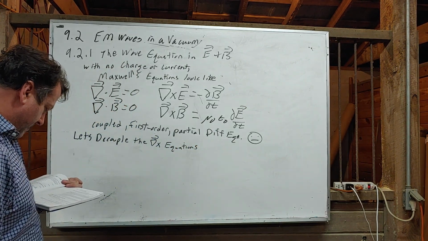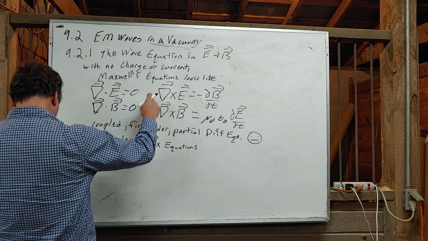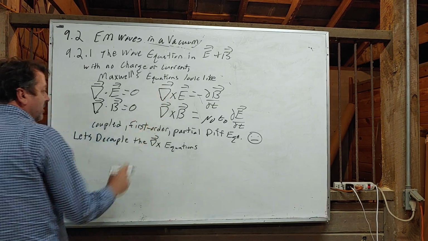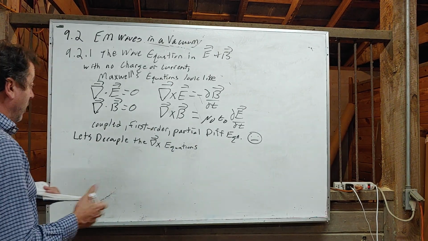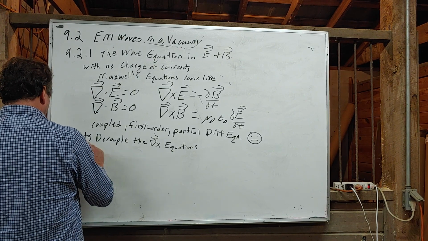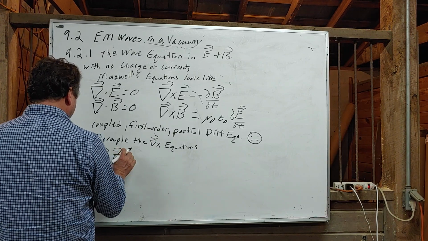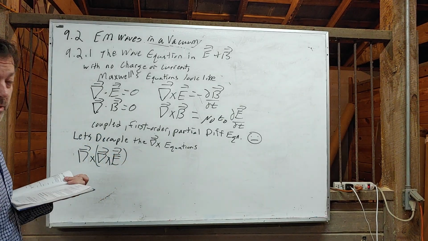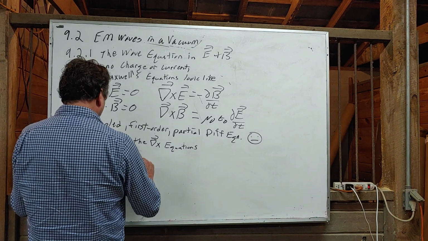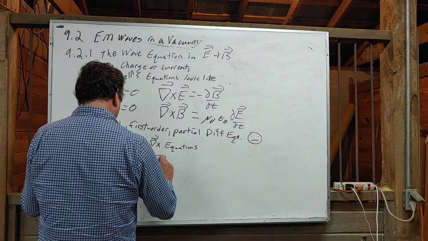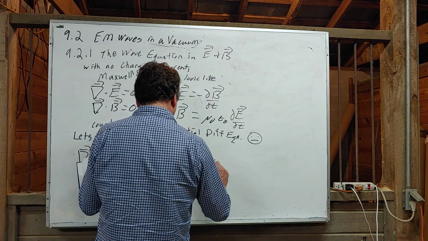To do that, let's look at the curl here and here. If we apply the curl to both of these, we're going to do del cross, del cross. Not Del Earnhardt, but del cross. So del cross del cross E. That goes back all the way to the beginning of the semester, first chapter. This equals del times del dot E minus del squared E.